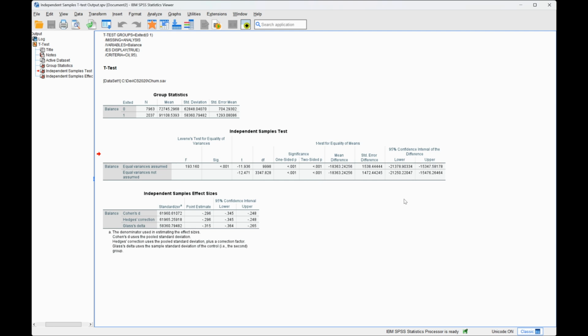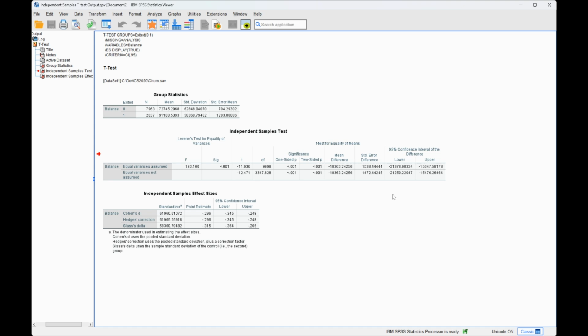One more thing. Let's explain the 95% confidence interval of the difference. The last piece of SPSS output we haven't really discussed is the 95% confidence interval. For our test, the interval is from negative 21,250 euros to negative 15,476 euros. This interval means we are 95% confident that the true difference in account balances between those who exited and those who stayed is somewhere between these two numbers. And because this range does not include zero, it reinforces that the difference is statistically significant.